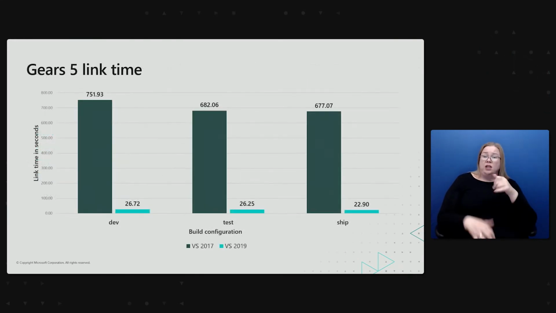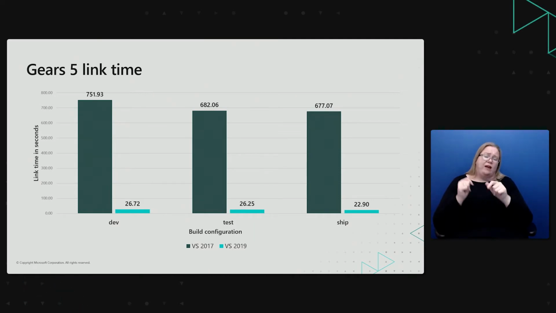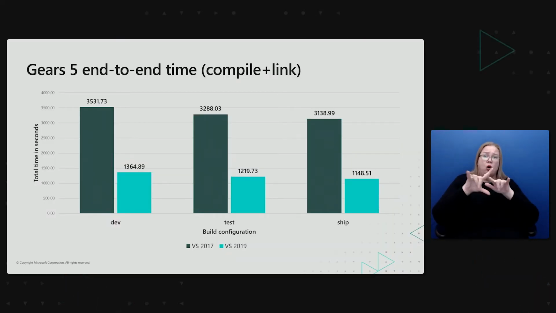The Gears 5 team at the Coalition compared VS 2019 and VS 2017 on 3 different build configurations. They saw 27.9x faster build times in VS 2019. RL from the Coalition said that shorter build iteration will allow developers to have more time to write quality code and fix bugs. In addition to link time, build times were also greatly reduced. The Gears 5 team observed 2.67x faster end-to-end build times. RL mentioned that faster build times on the build farm will allow their testing team to get a build sooner and find more bugs.